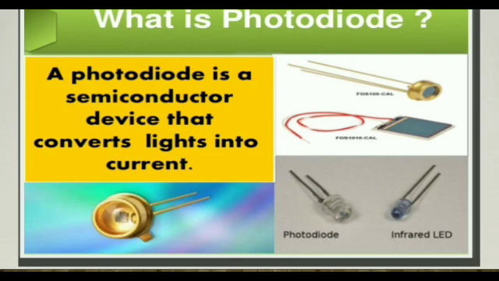So what is a photodiode? See, this is a photodiode and this is one type of photodiode. This is also a photodiode and this is also a photodiode. This is an infrared LED. Now, what is a photodiode? A photodiode is a semiconductor device that converts light into current. So light energy into electrical energy.